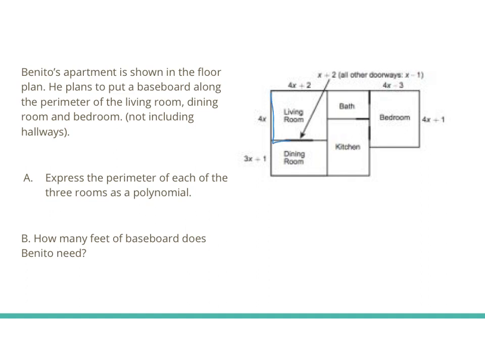Again, we have the living room, and then we have the dining room. And last but not least, we have the bedroom. We're going to find the perimeter for each one of those.